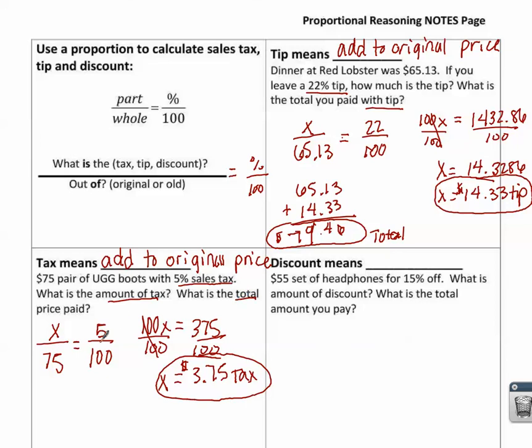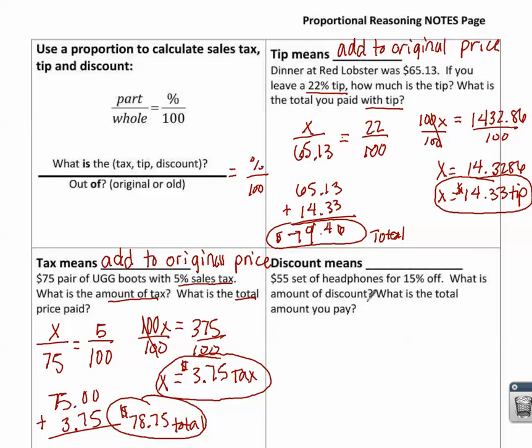But then it also wants to know what's your total price. So you want to take your $75 and add $3.75 to it. So your total price is going to be $78.75 for your total price. Circle your answer. Notice how I'm labeling them with a money sign, and I'm defining whether it's my tax, my tip, my total, so that way everything is clear.